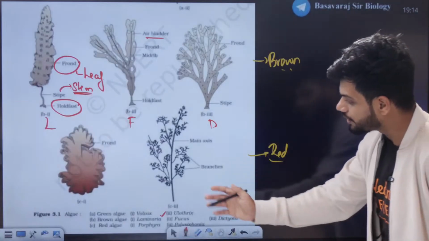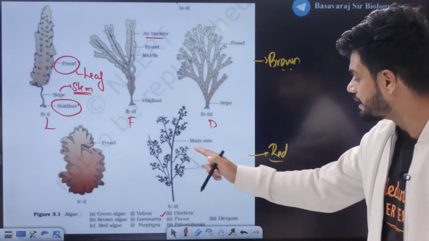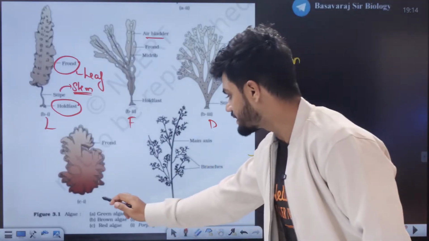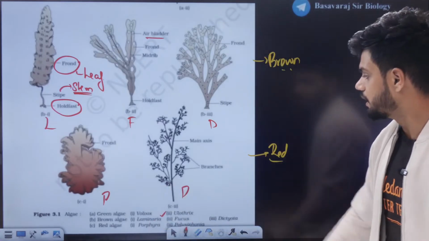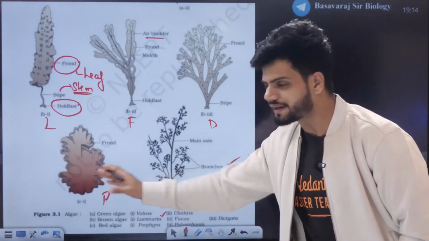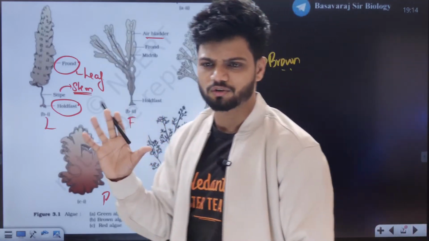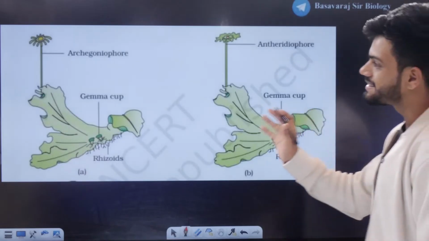Now next thing is called the red algae. In red algae, the two examples given are Porphyra and Polysiphonia. PP is the example, very simple. Porphyra, Polysiphonia. Now here you can see much more branching in Polysiphonia, but Porphyra, not much branching. Clear?